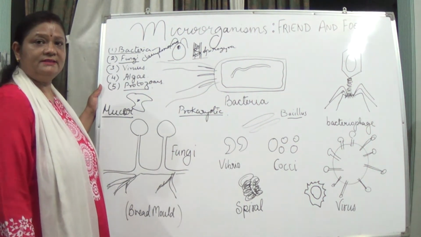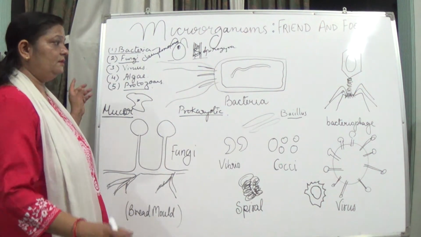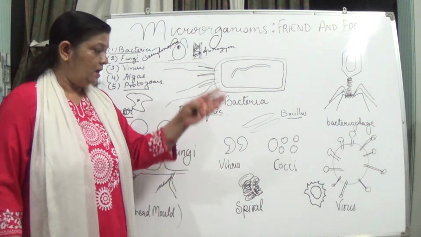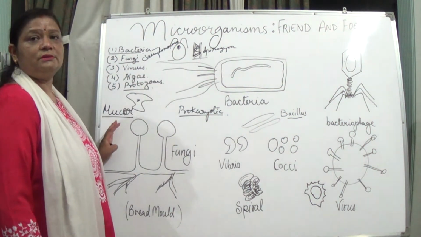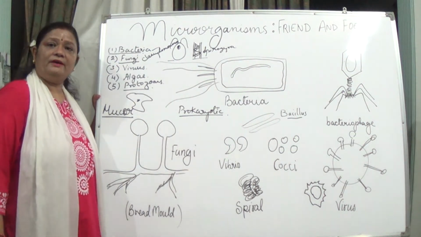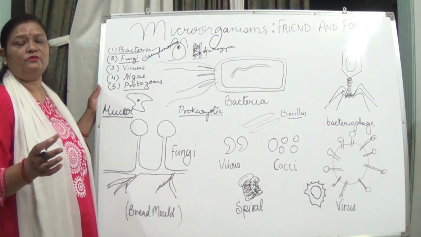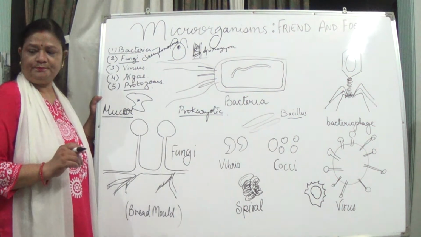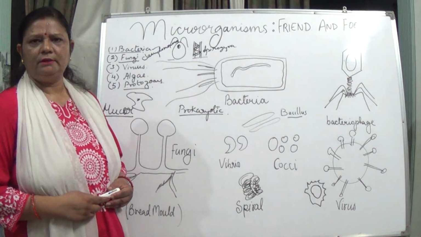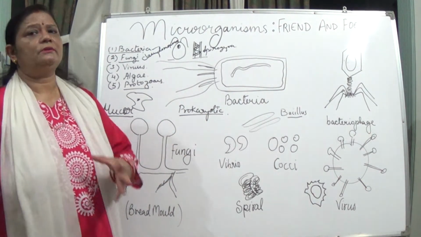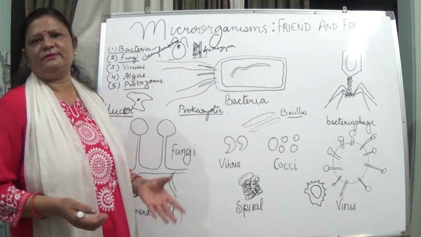So basically about microorganisms, you have studied the bacteria, the bacteriophage, the virus, the fungi, the algae, the protozoans. These are our microorganisms, and they are beneficial as well as harmful for us. So when we talk about these microorganisms, where do they actually live? Do you think they exist in a particular space? No. They exist everywhere. From the start I am saying.